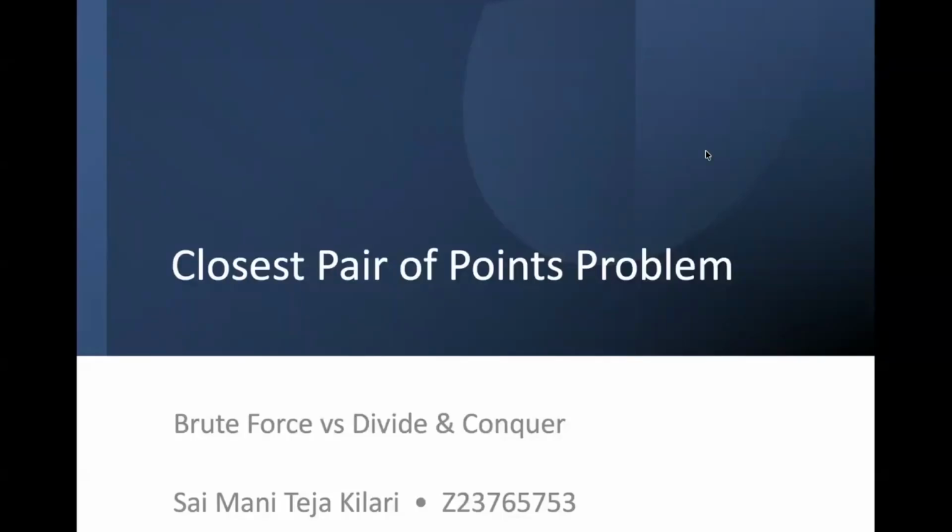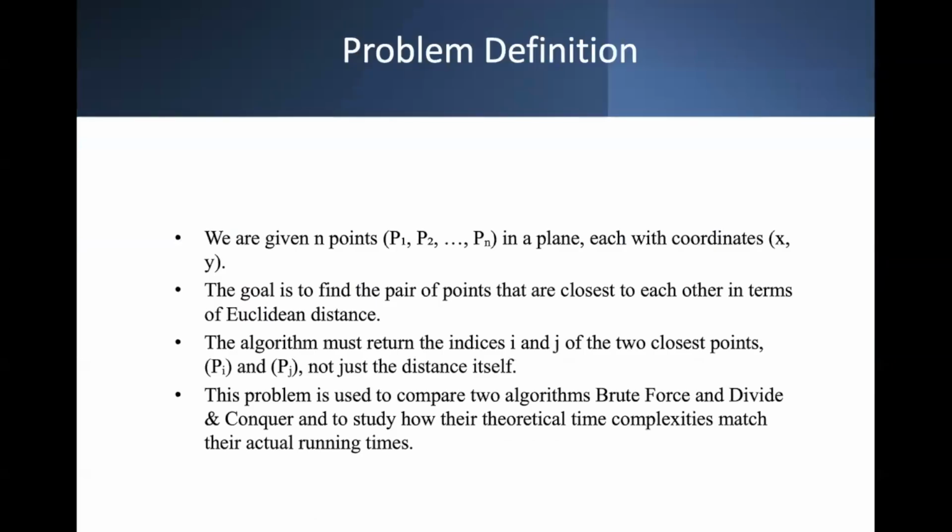Now I'm going to explain how I solved the closest pair of points problem using brute force and divide and conquer algorithms. In this problem, we are given n points in a 2D plane, each with coordinates (x, y). Our goal is to find which 2 points are closest to each other in terms of Euclidean distance and to return the pair of points, not just the distance. This problem shows how different algorithm strategies approach the task.